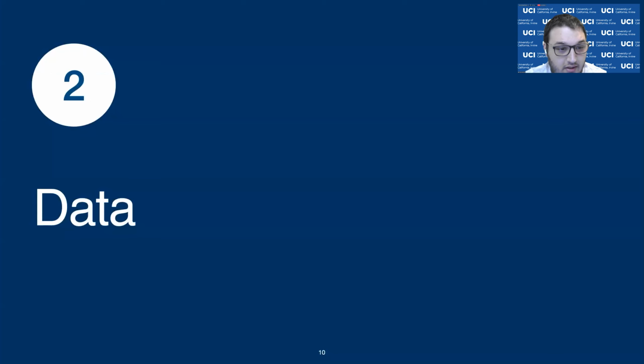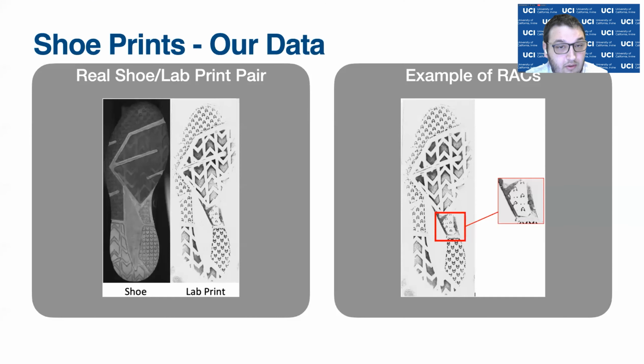So now I'm going to go into the data. Now that I've laid out why we want to do this research, I'm going to go into how we're doing this research. Our data consists of real shoe images and lab prints. Right now, we don't have crime scene prints involved in our research. As you can see on the left, we have a picture of the real shoe and then the lab print associated with that shoe.